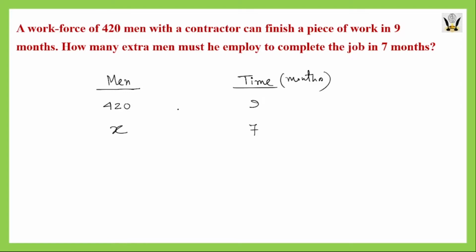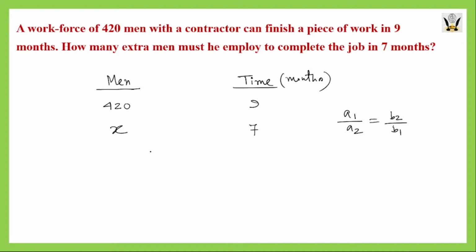What we can understand here is that 420 men can complete a particular job in 9 months. So if we are decreasing the time, then to complete the same job, the number of workers has to be increased. So here one quantity is decreasing and the other quantity will increase. The two quantities are in inverse variation. So what is the relationship in case of inverse variation? You know, A1 by A2 is equal to B2 divided by B1.